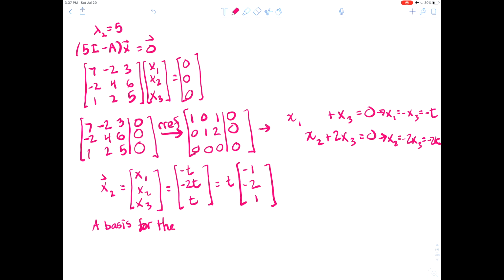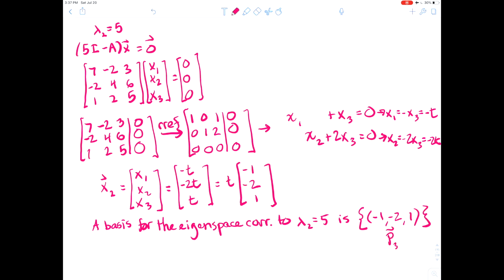And a basis for the eigenspace corresponding to lambda 2 equals 5 is, letting t equal to 1, we'll have negative 1, negative 2, and 1. And this becomes our P3. Groovy? All right.